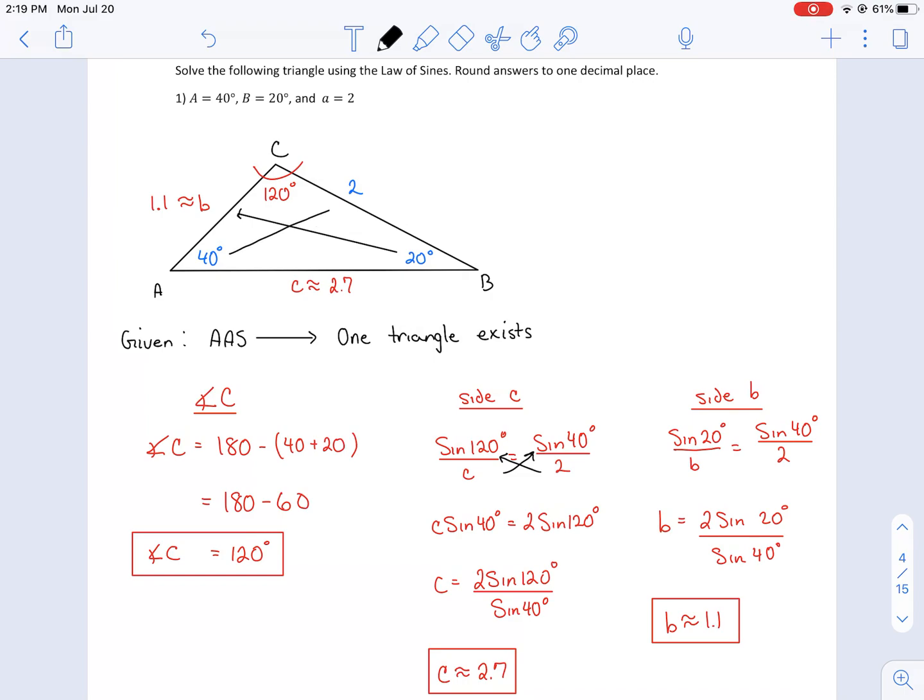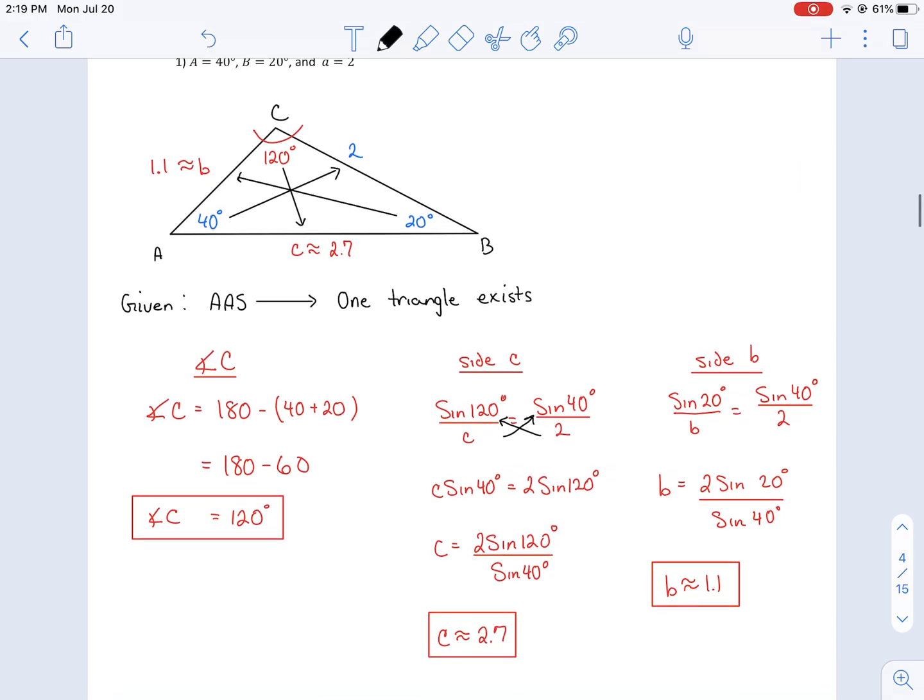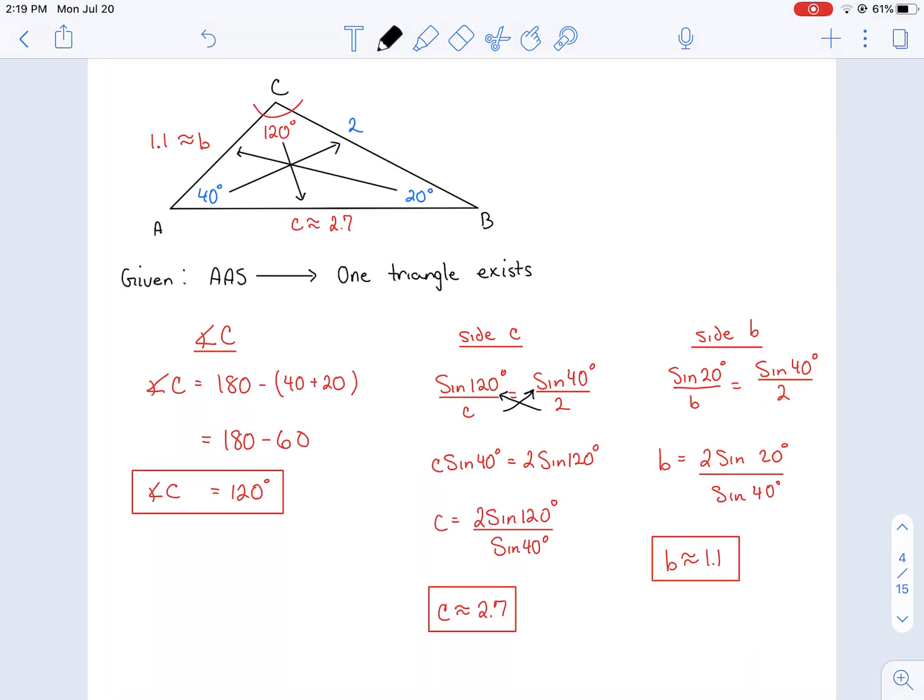Is the opposite side of the middle angle the middle side length? And that answer is yes. Is the opposite side of the largest angle the largest side length? And the answer again is yes. So we have now finished the problem.